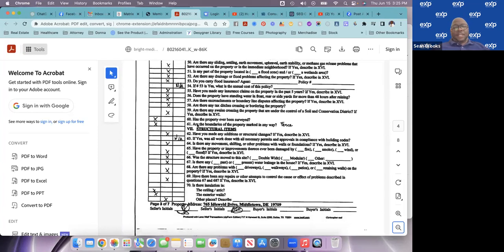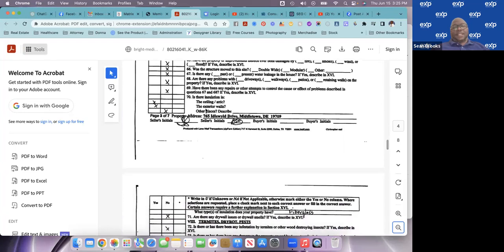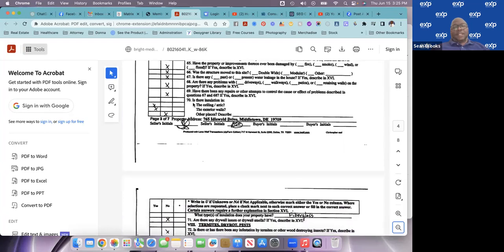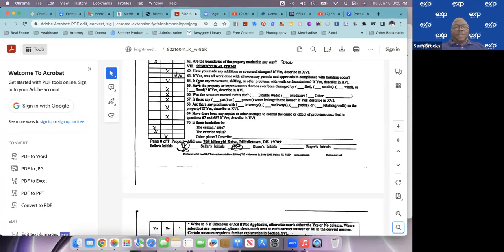All right. So has the property ever been surveyed? They say yes. Are there any boundaries? Yes. All right. Question number 70: is there any insulation in the walls? They say yes, in the ceiling and the exterior. What I wanted to point out to you is this: these numbers right here, 67.